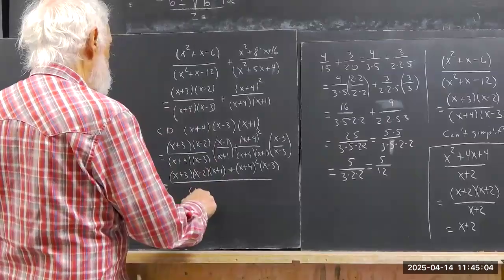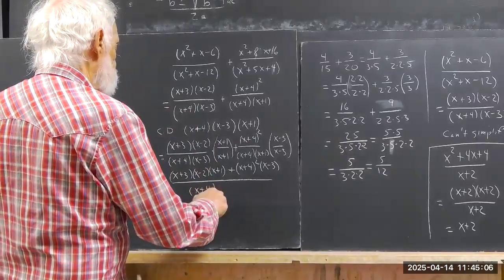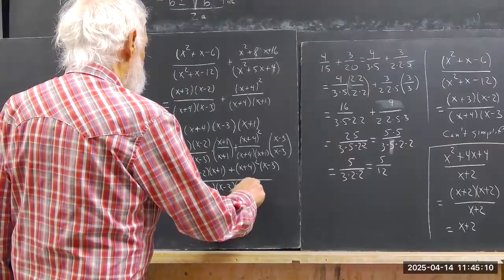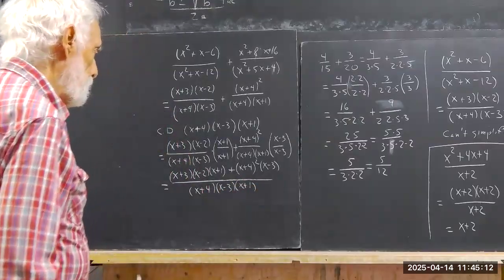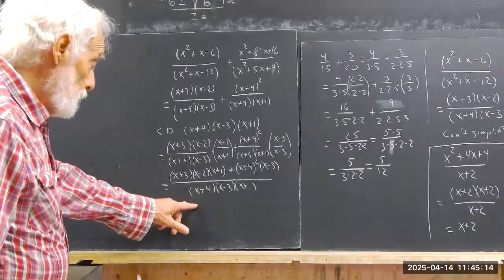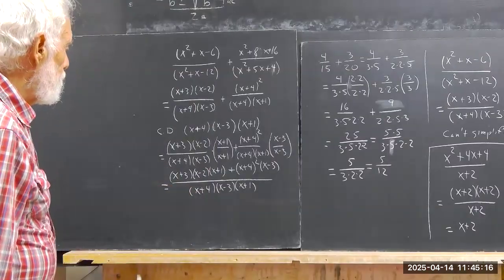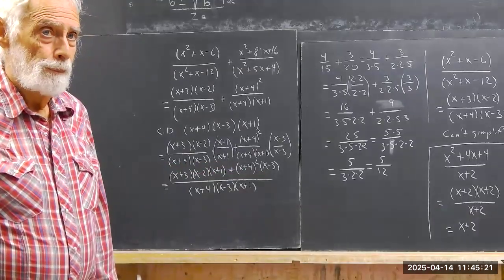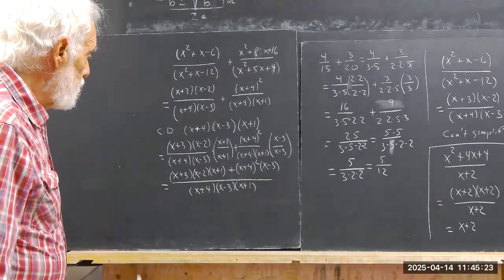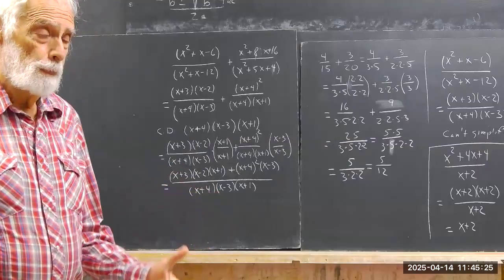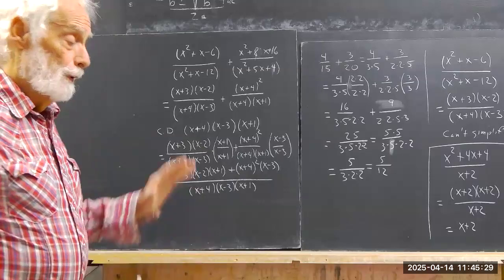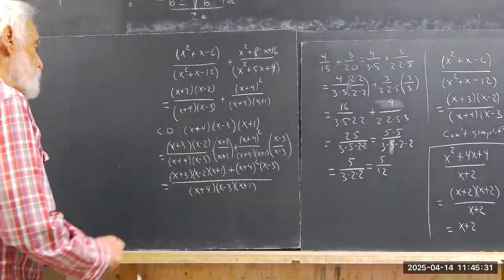All that is divided by x plus 4 times x minus 3 times x plus 1, the common denominator. At this point, I can expand the numerator. Well, I'm actually going to do that, but usually I leave that to you. Okay? At this time, I'll expand it.